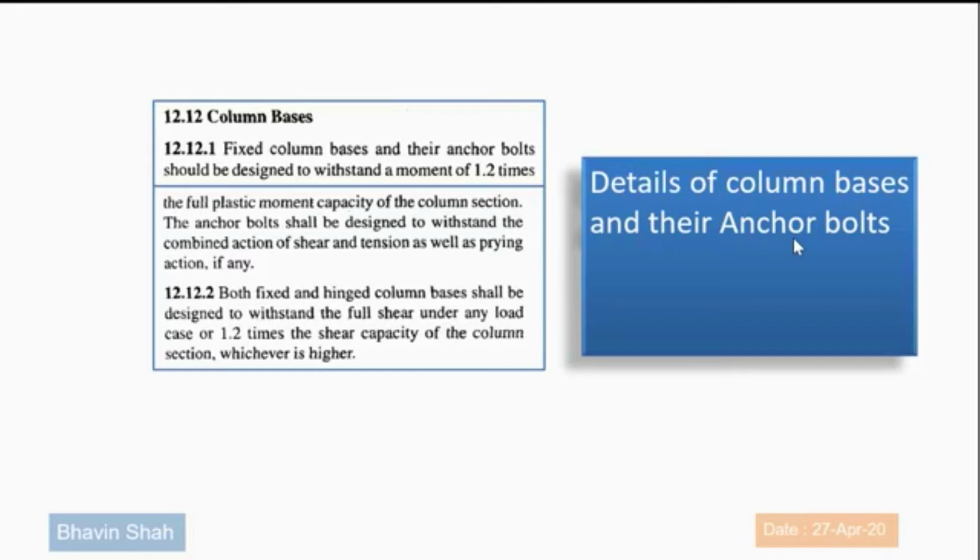Clause number 12.12 is talking about column bases. So in my opinion, what might have been considered is that the column base junction is one of the areas where a plastic hinge may be generated during an extreme seismic event. So for that, it is said in the code that if I have a fixed column base, then anchor bolts should be designed to withstand a moment of 1.2 times the full plastic moment capacity of the column section. Now, if we design exactly as per this clause, then it may result in impractical sizes of the anchor bolts and the base plate in certain cases.